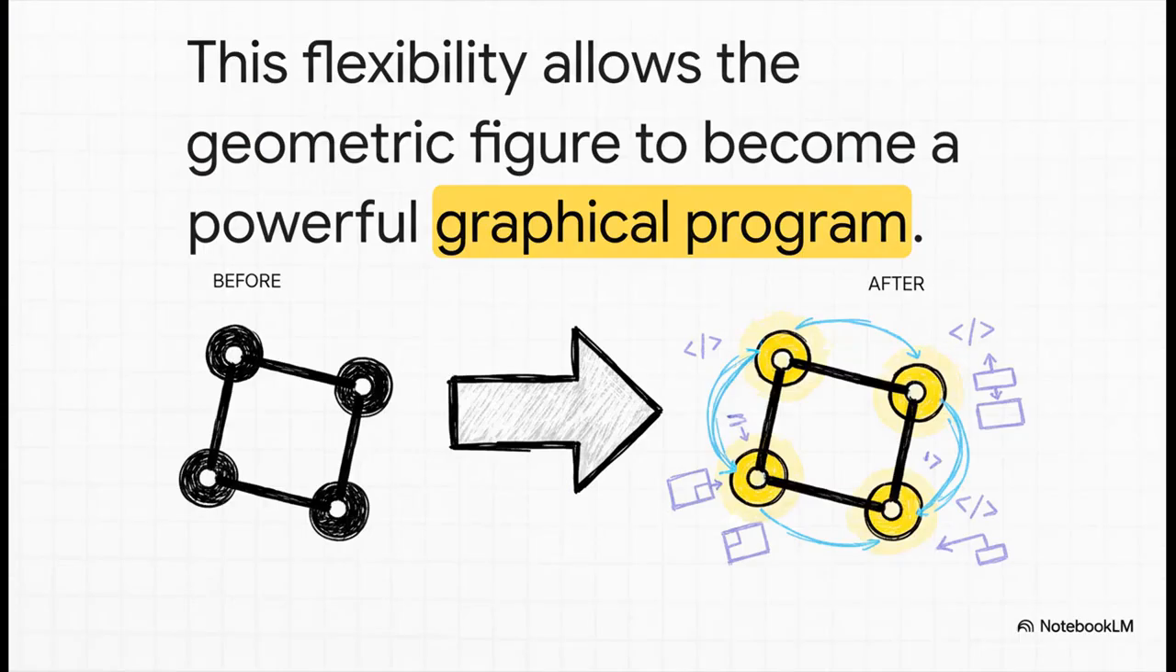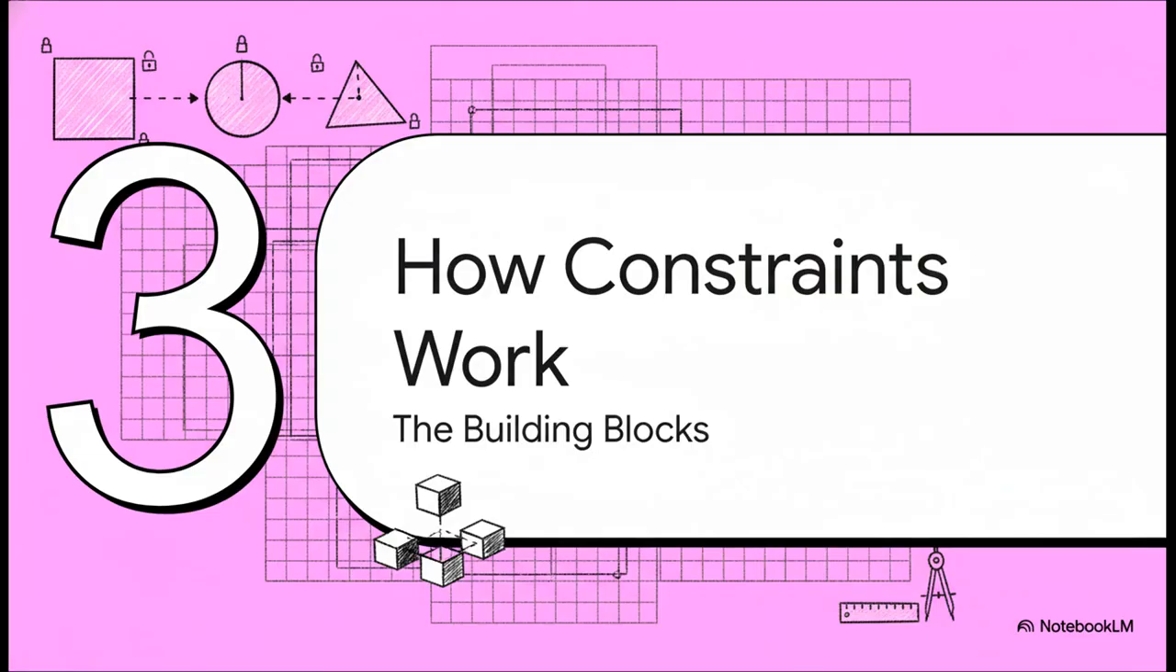So what's happening here is that this technique literally transforms a simple, static drawing into a dynamic, intelligent graphical program. Your sketch isn't just a picture anymore. It becomes an interactive tool for solving problems. Okay, so how does this magic actually happen? Well, it all boils down to the fundamental building blocks of GCP, and those are geometric constraints.